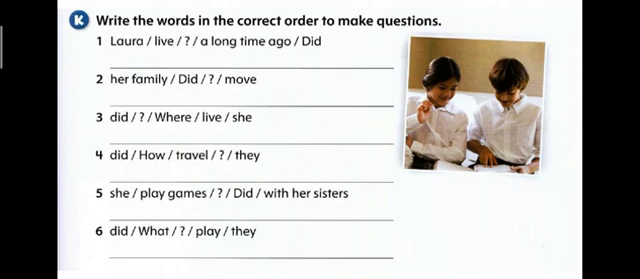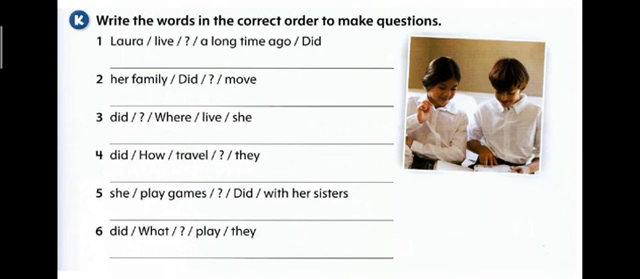How did they travel? Number five, she play games, question mark, did, with her sisters. No WH words here. Okay, so the first thing, did. Subject, did she. Play games, the verb play. Did she play games with her sisters? So that's the question. Did she play games with her sisters? Yes, she did. Oh no, she didn't.